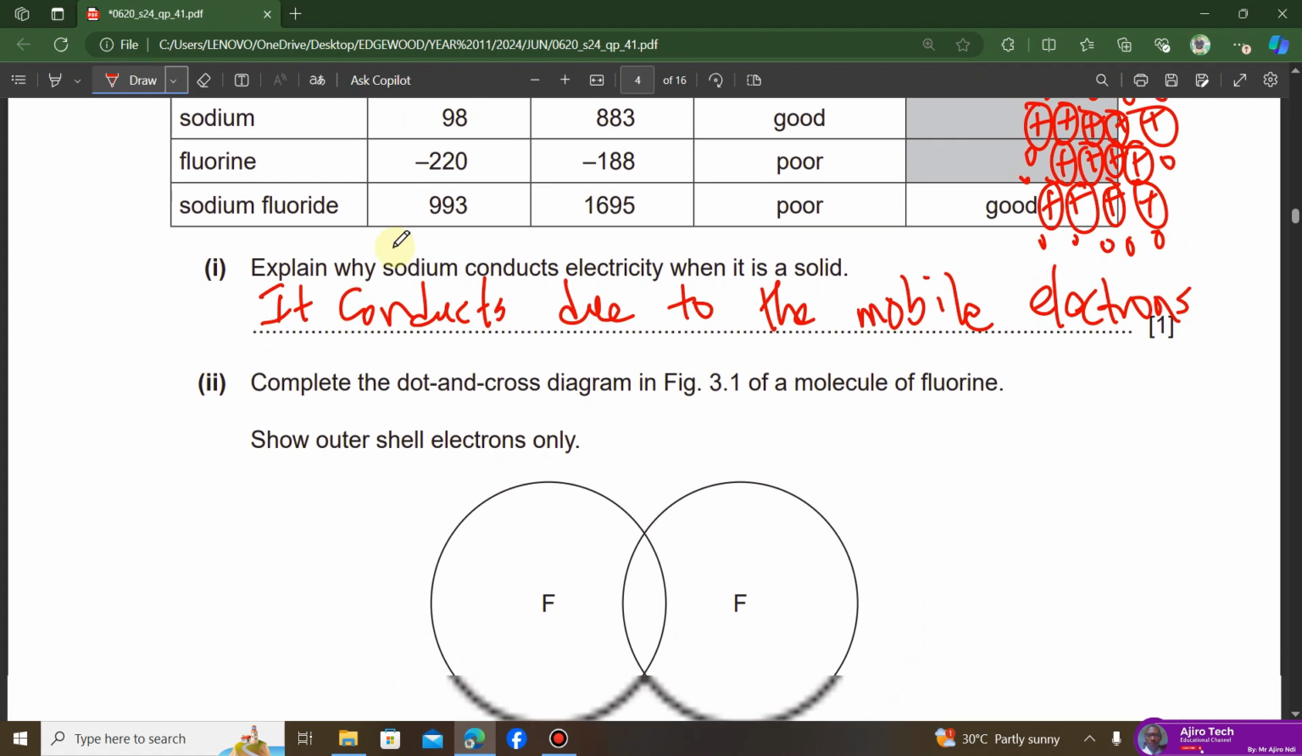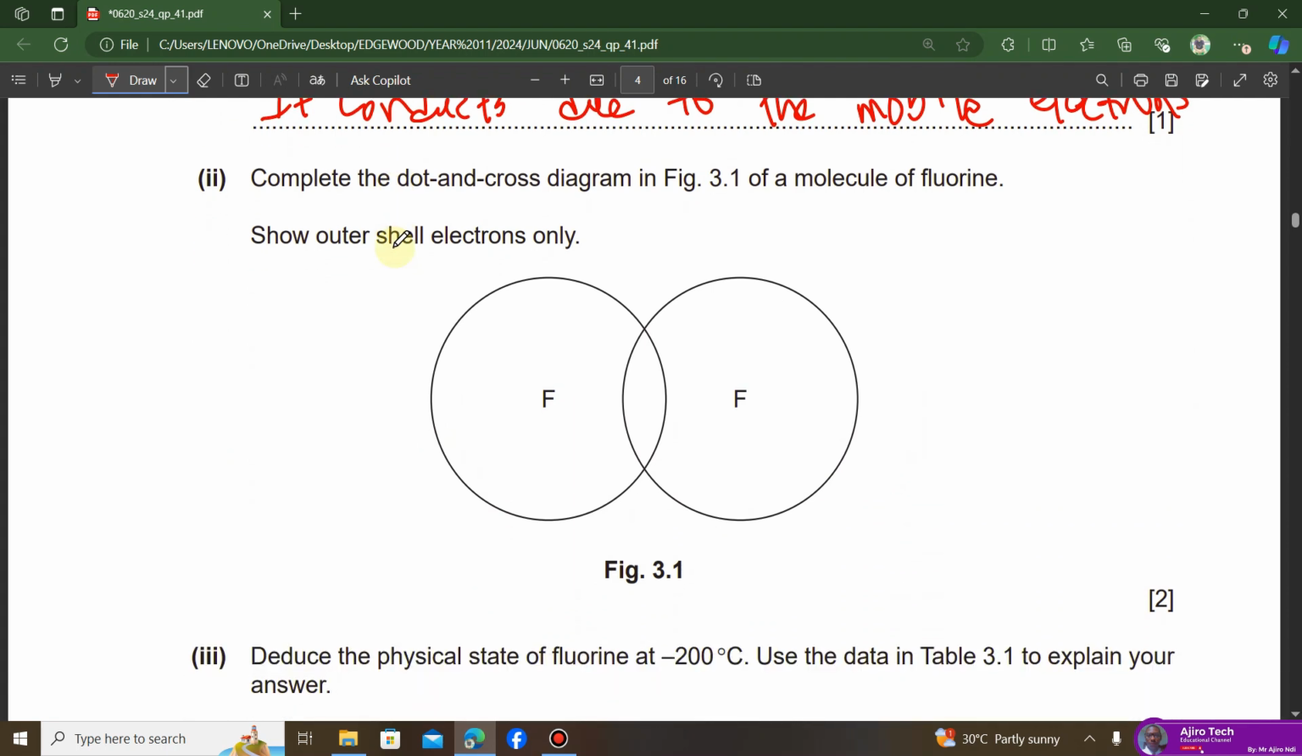Okay, so moving forward, we have this question where we have to complete this diagram. So to complete this diagram, okay, remember that fluorine has a proton number of 9. And if it has a proton number of 9, the configuration is simply 2 electrons and 7 electrons. So 2, 7. All right, so we are asked to just show the outer shell.